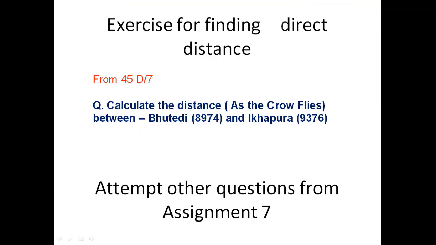Now here is a practice question. Exercise for finding direct distance from 45D7. Calculate the distance as the crow flies between Bhutli and Ikhapura. If you get the answer in the next 2 minutes, and if it is 4.5 kilometers, attempt the other questions from assignment 7.